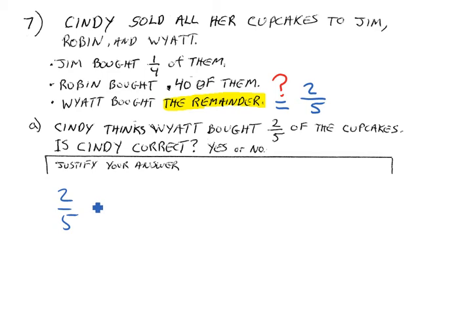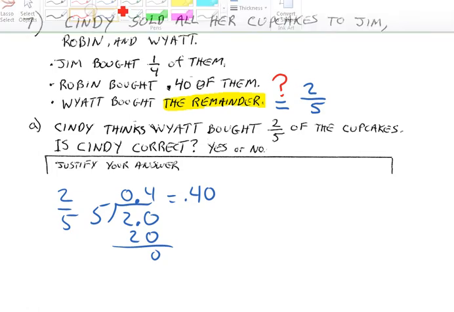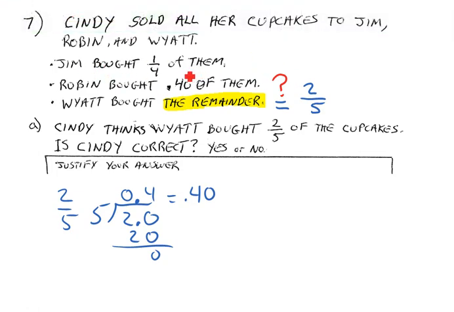If you didn't know this offhand, you would simply just divide. Top number goes in the box, decimal goes straight up, 5 goes on the outside. 5 does not go into 2. 5 does go into 20 4 times, none left over. So 0.4, or 0.40. Okay, and then if we look at what Jim bought, 1/4.